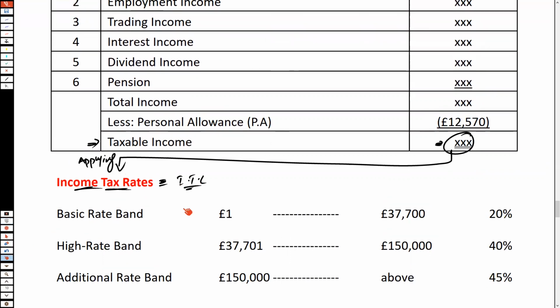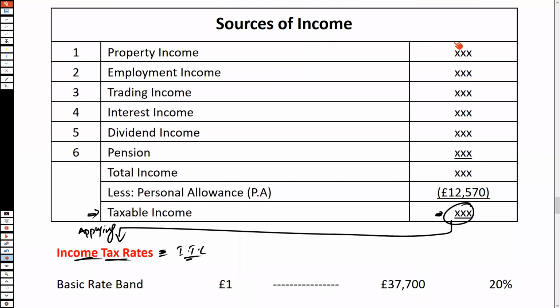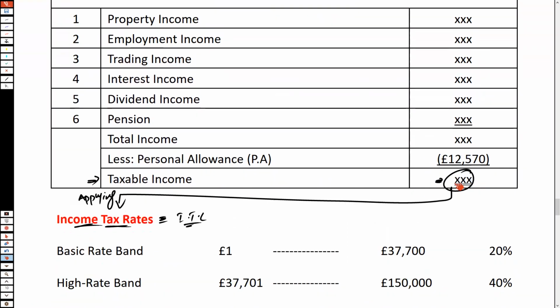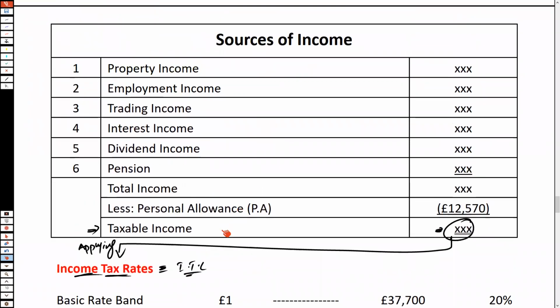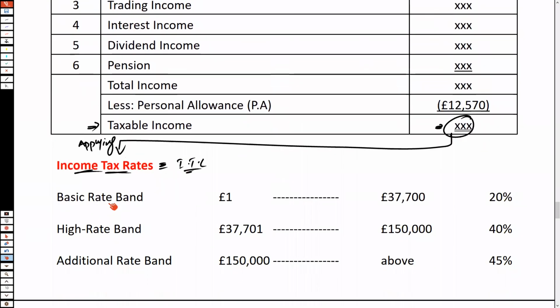You can understand this pattern now. Adding sources of income, getting total income, deducting personal allowance, then taxable income. On this taxable income, applying tax rates to find the income tax liability. So this is how it all operates for the taxation of an individual person.